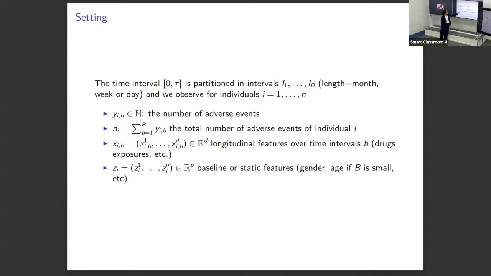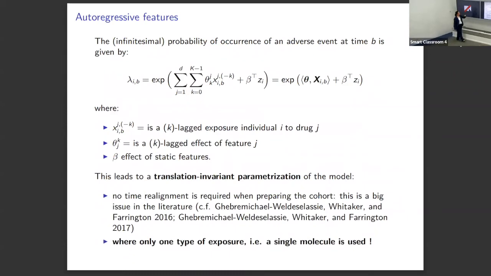And we have some baseline features, static features, say gender, age, it can be ethnicity or things like that. So we are going to model the infinitesimal probability of having an adverse event in interval B with this kind of formula. I don't want to go too deep into why there is an exponential, but we use lagged exposure features, because the idea was if I take a drug just now, the probability of having an adverse event in 1 minute is not too high. We think that if I take this drug every day for 2 years, then perhaps I will get an adverse event. So I have to look at past exposure and how long it lasted. It's why we put these lagged exposures into our model.